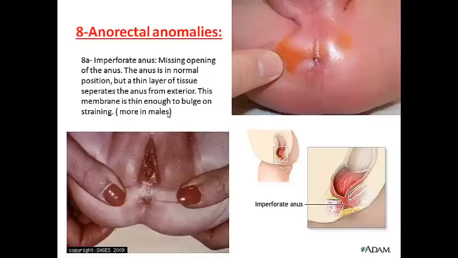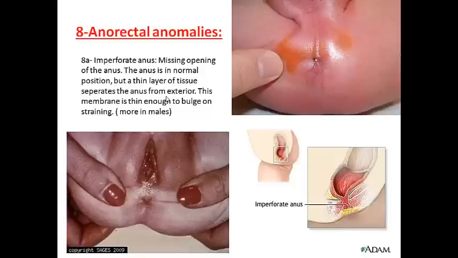Usually this anomaly occurs more in males than females, but to diagnose this case, you have to have some signs and symptoms. One of the most important signs and symptoms is that the baby or the infant is not going to pass stool within the first 24 to 48 hours of birth. That's one of the symptoms. Sometimes you might notice that the baby is going to have a swollen belly. Sometimes the baby is going to pass stool out of the vagina, the penis, the scrotum, or even the urethra.